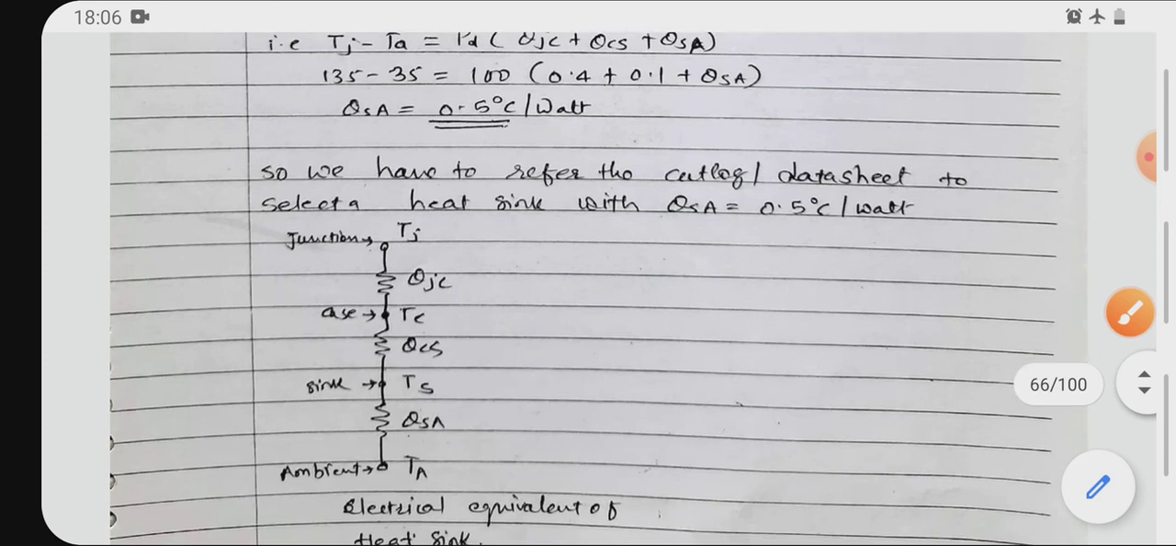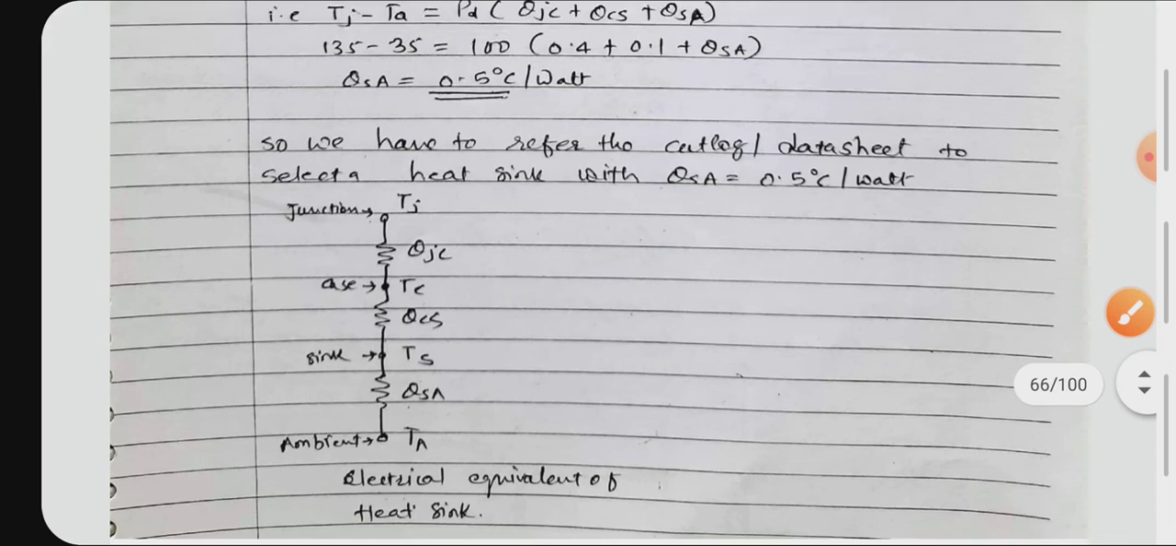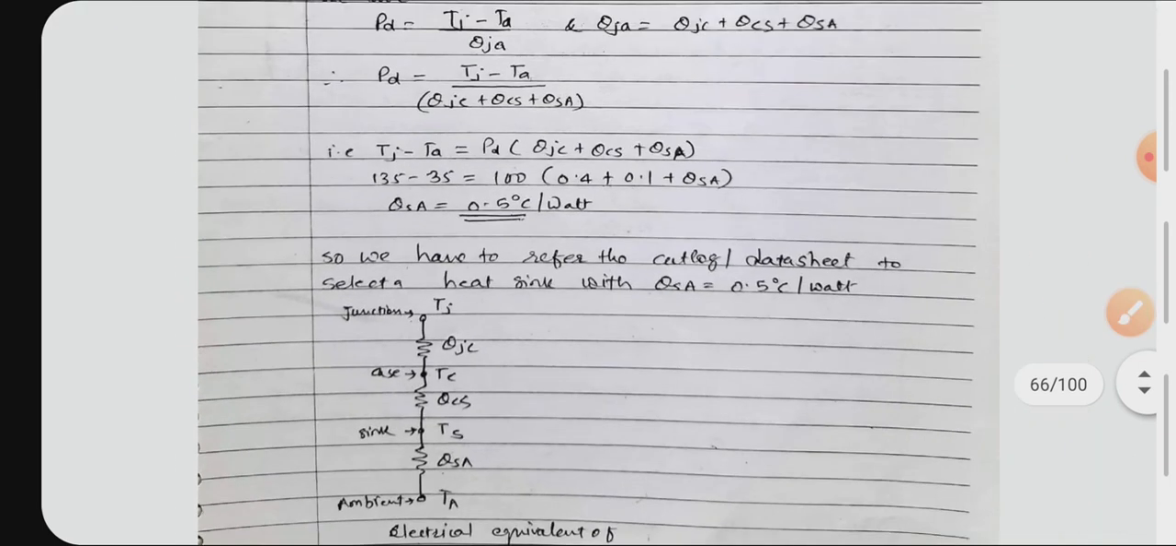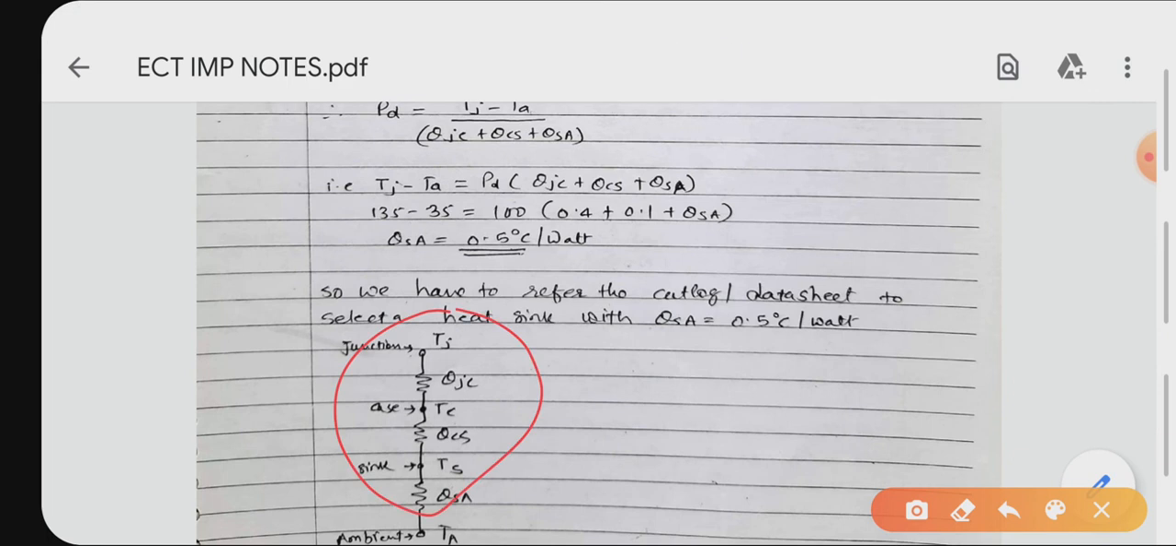This is a very simple problem. You just have to keep in mind this diagram and this important formula. This diagram you have to keep in mind, as well as this important formula: Pd is equal to Tj minus Ta divided by the addition of all thermal equivalent resistors.